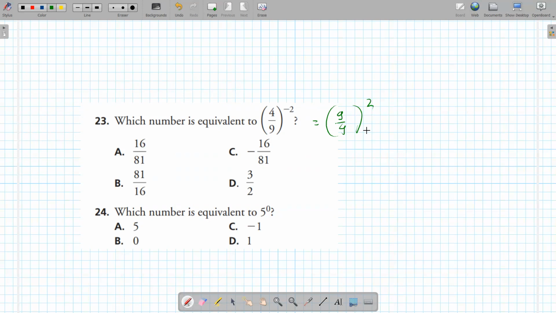What's the answer to 24? D. What if it was negative 5 to the power of 0? What would be the answer? It's still 1. Or it'll be negative 1. It'll be 1 if it's like this. This is 1, whereas with this one, the 0 does not apply to the negative sign. This will be negative 1. That's it.